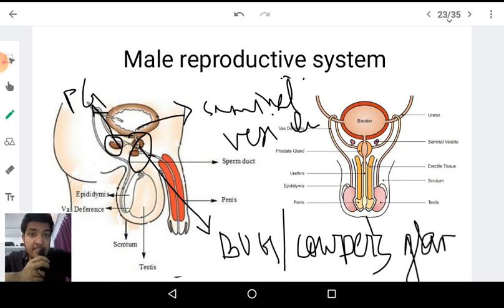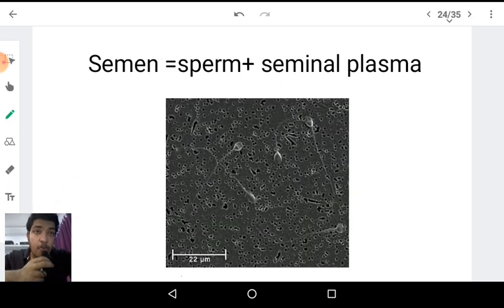So the sperm which is coming out from the epididymis and vas deferens now mixes with the secretions of these three glands, that is the seminal vesicle, prostate gland, and the bulbourethral gland. And when it is released out through the penis, which is the external genitalia, it is released in the form of semen. Now semen consists of sperms as well as seminal plasma. So this is the microscopic view of semen. So here you can see seminal plasma as well as sperms.